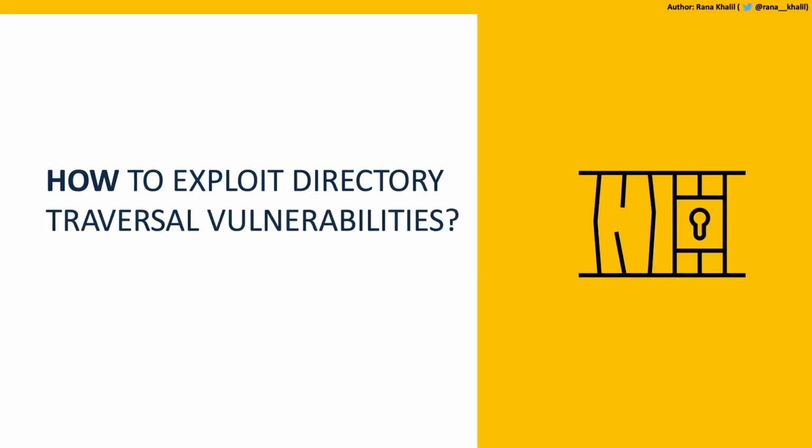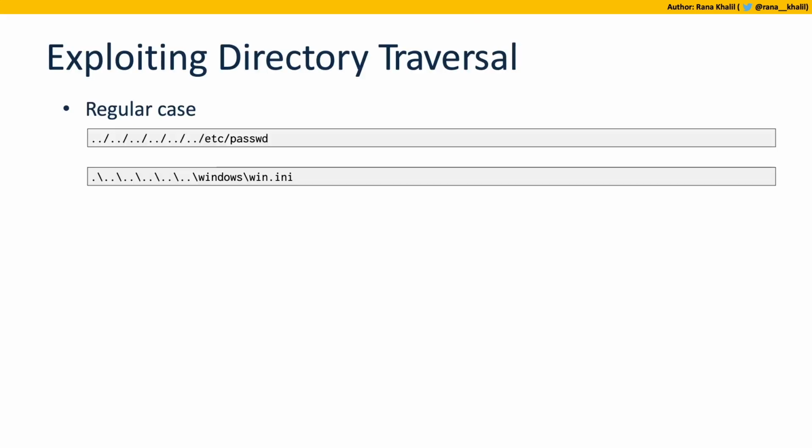And that brings us to our next section, which is how to exploit directory traversal vulnerabilities. The most common way you'll encounter when exploiting a directory traversal vulnerability is the one you'll see on this screen. This is the regular case where there is no validation whatsoever in the backend. So what you could do is use the path traversal sequence, which is the ../ to traverse out of the current directory that you're in and try to access a world readable file like the passwd file or the win.ini file for Windows. This is the case where there's no validation.